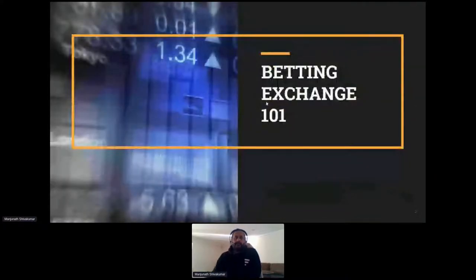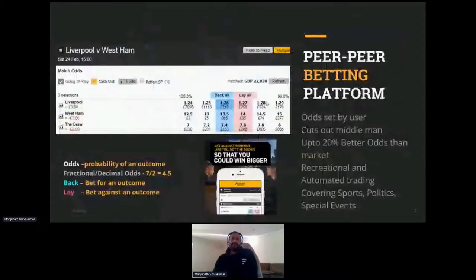First of all, what is the betting exchange? How does the betting exchange currently work? Let me just describe very briefly how the exchange actually works. As I said before, it's a peer-to-peer betting platform, which means it allows customers to bet against each other rather than betting against an operator, which means it provides better odds and better prices to the end users.